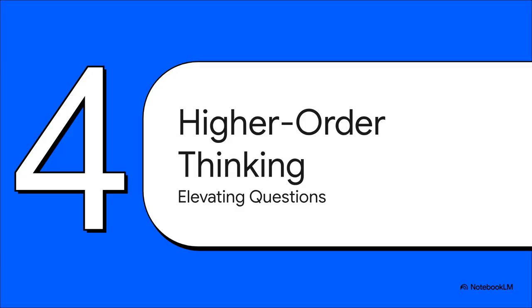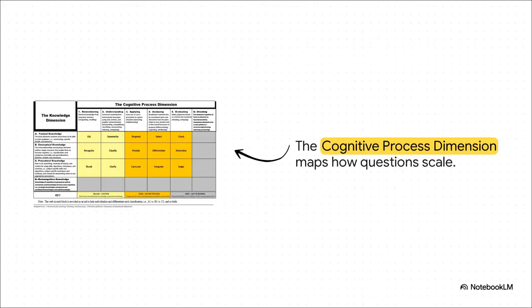Section 4. Assessing higher-order thinking. So you might be wondering, how exactly do we scale these perfectly crafted questions to assess way more than just basic memorization? Well, by mapping questions against the cognitive process dimension, like Bloom's taxonomy, we can see exactly how to elevate them. We really want to move away from the basic factual recall of verbs like list or recognize.